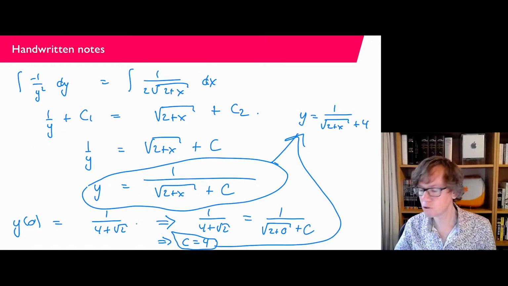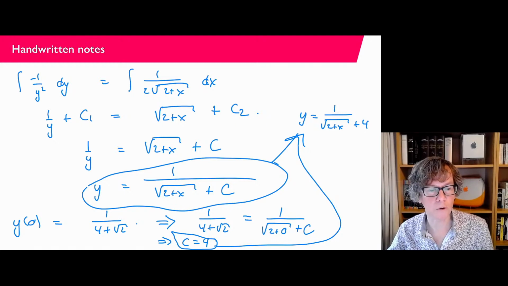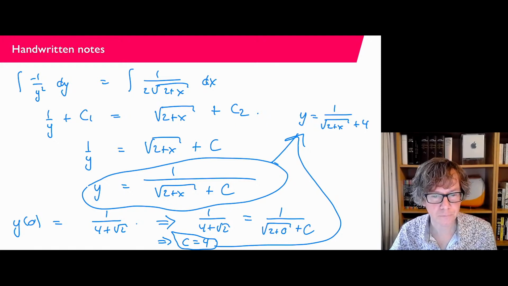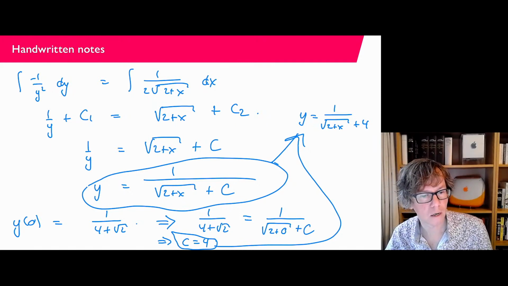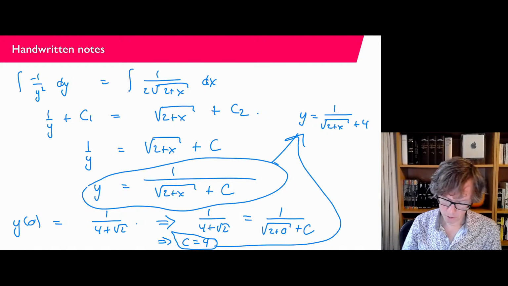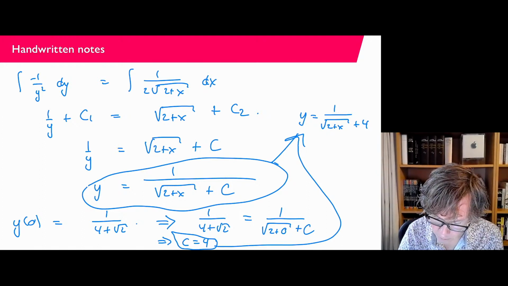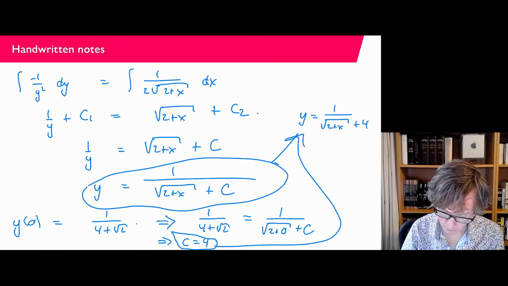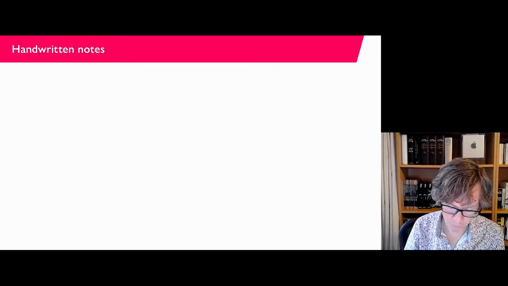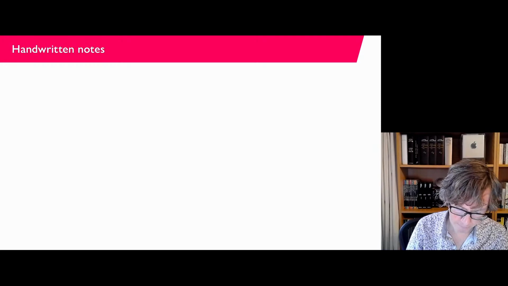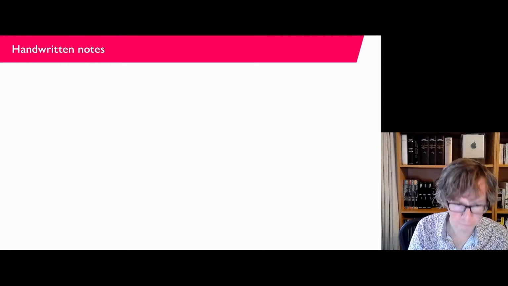Okay, let's do one more differential equation. So I have a few of them. Let's see. Here is another one. So the questions I'm doing here are not from the book, and you probably haven't seen them before. There's just a couple of extra ones.